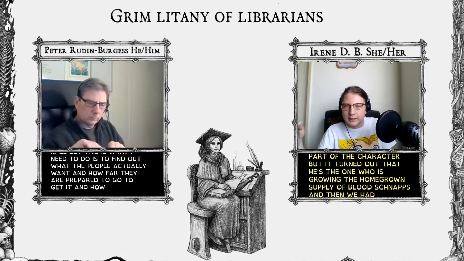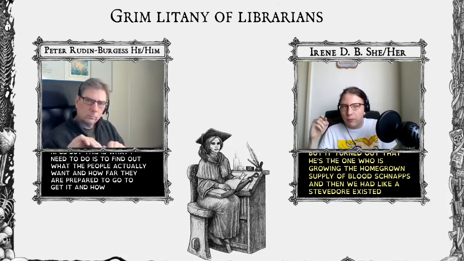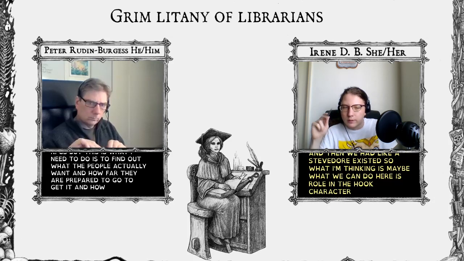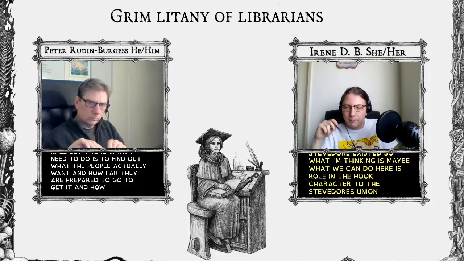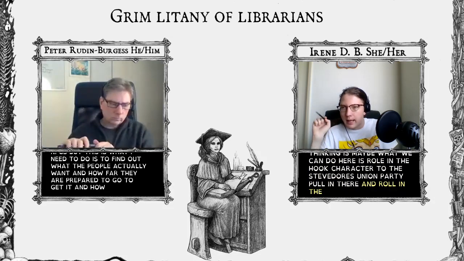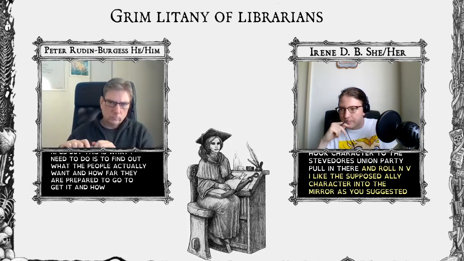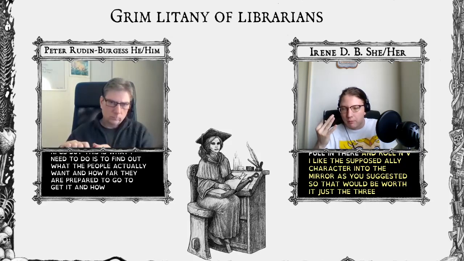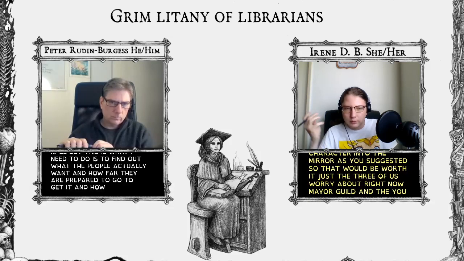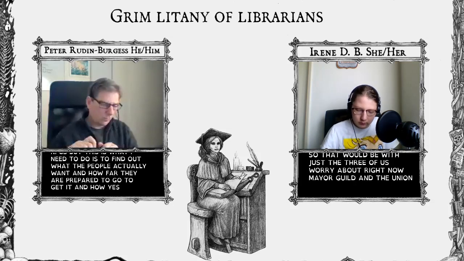And then we had a Stevedores Union character. We hadn't really outlined it other than that the character existed. So what I'm thinking is maybe we could roll the Hook character into the Stevedores Union to get the party pulled in there, and roll the supposed ally character into the mayor, as you suggested. So that would leave us with just three NPCs to worry about right now: the mayor, the guild, and the union. Yes. Those are your principal characters, principal players.